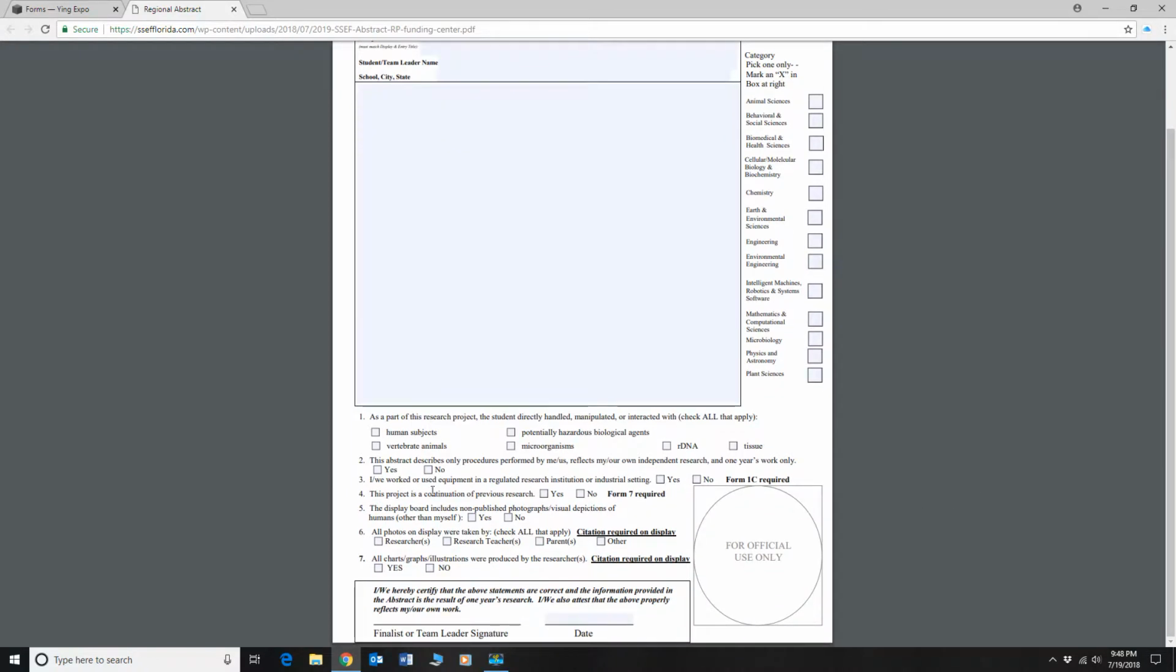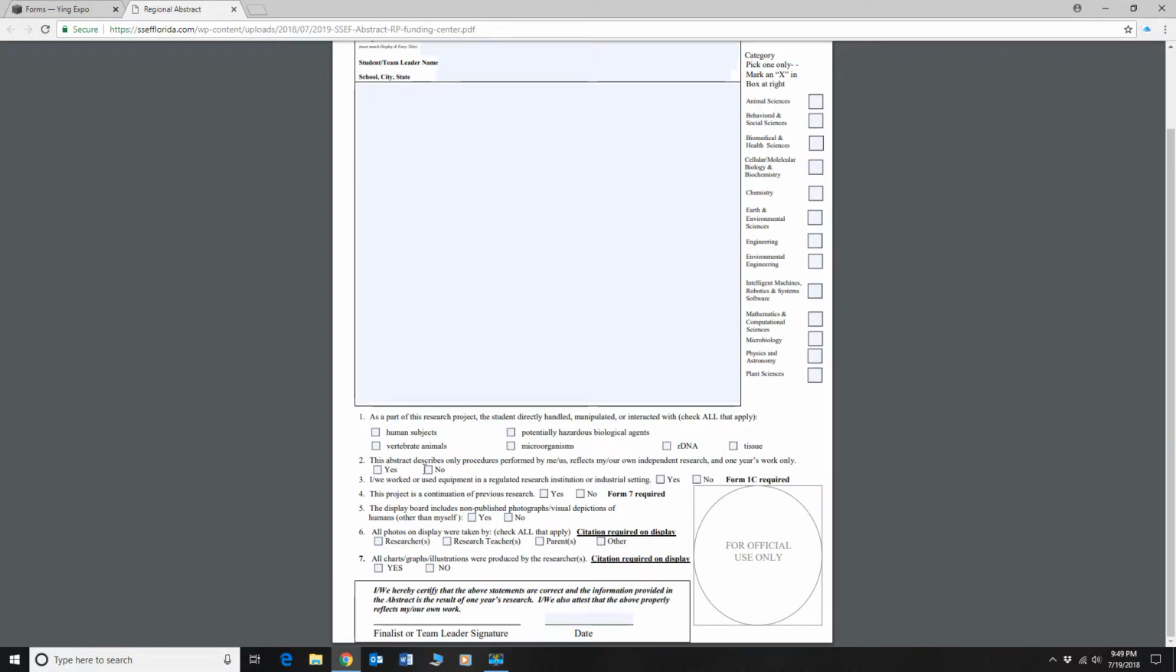Down at the bottom, there are 7 questions that must be answered. First question, very important: does the project involve human subjects, vertebrate animals, potentially hazardous biological agents, microorganisms, rDNA, or tissues? If any of those boxes are checked, that's a sure sign that the project should have been pre-approved. And if that project was not pre-approved in October or November, then that project probably will not be allowed to compete in the Ying Expo.